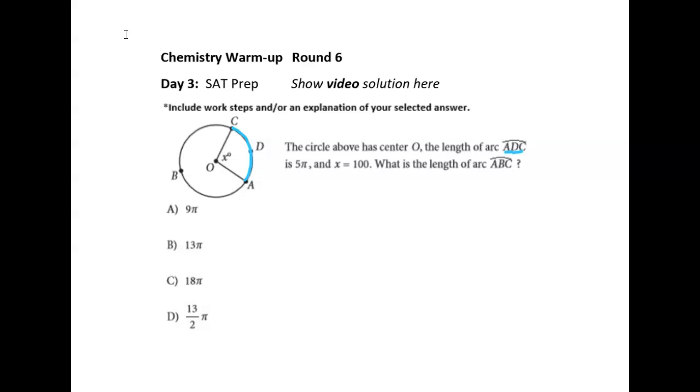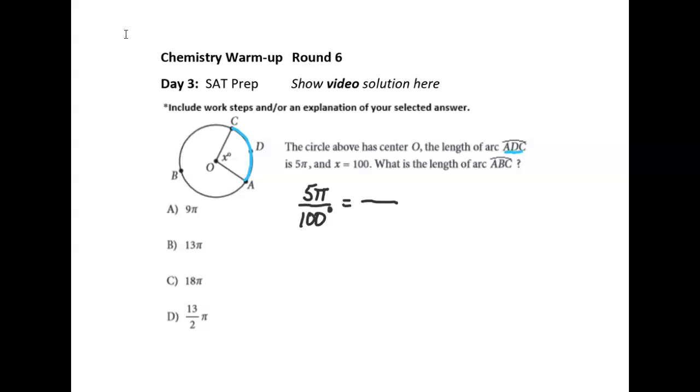In geometry class, you will have learned that the measure of an arc is directly proportional to the measure of the central angle that creates the arc. That is, the arc with length 5 pi corresponds to the central angle measurement of 100 degrees, in the same way that any other arc on that circle corresponds to its central angle measurement.